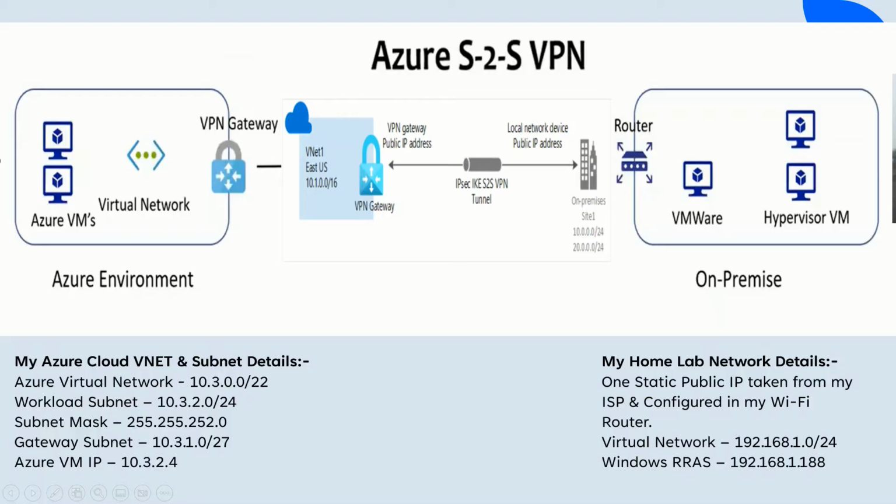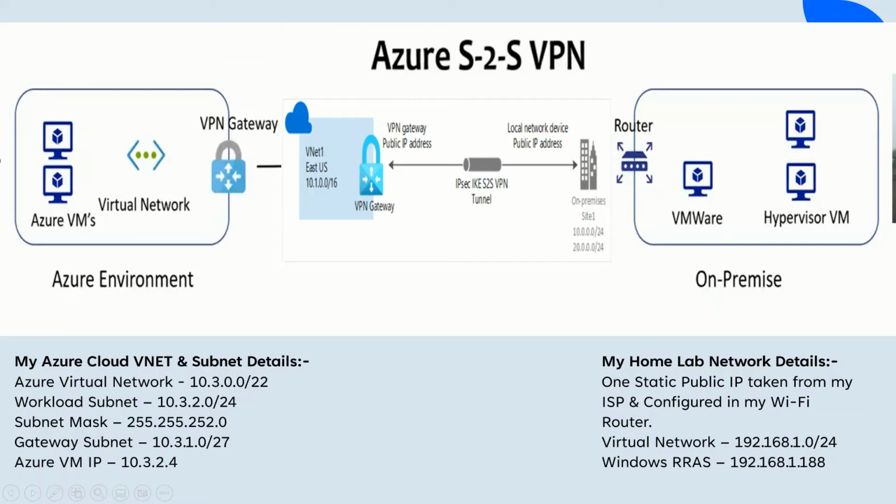So this is the conceptual diagram for Azure site-to-site VPN, and this is how it works. On the Azure cloud side, we have our Azure account and Azure subscription. Then we have our Azure virtual network, a resource group, and our resources like Azure VMs. We have our VNets, our subnets, and our VPN gateway, which we will be creating here.